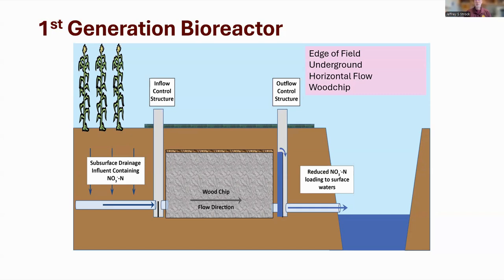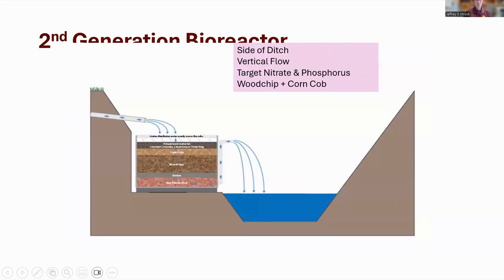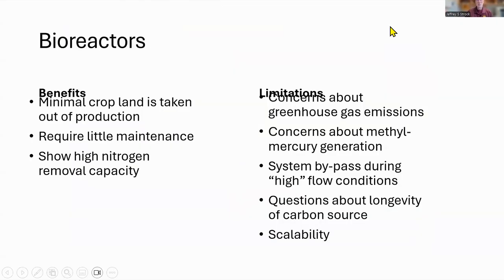So let's see if this goes to, there we go. So the benefits and limitations. Like we were just saying, for bioreactors, there's minimal crop taken out of production. They don't require a whole lot of maintenance necessarily, other than recharging the wood chips or the carbon source that you've got in there.